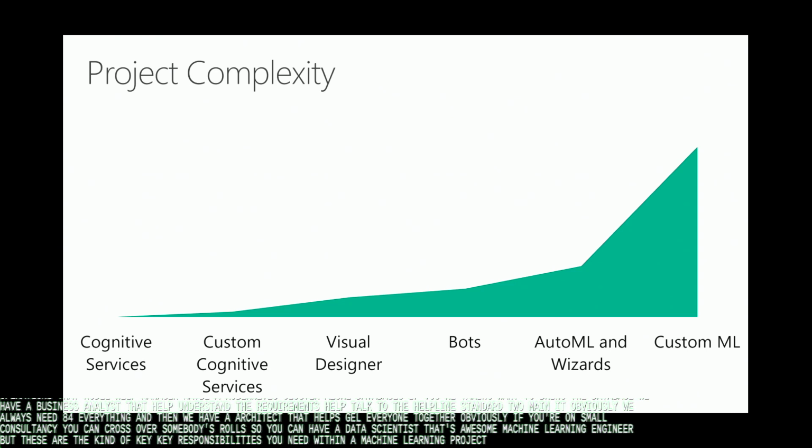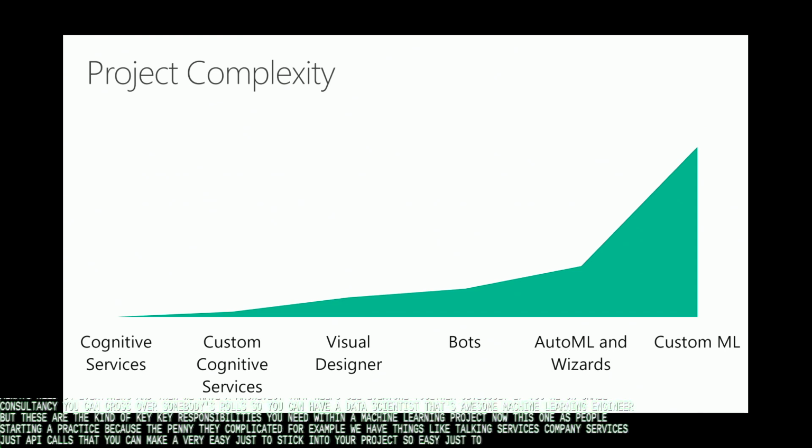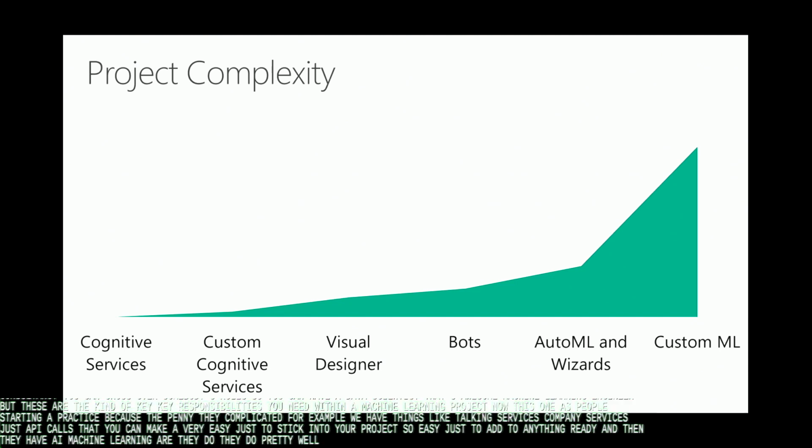Now, this usually scares people when they're starting a practice, because depending on the problem, there can be a very thin line from being very easy to being very complicated. For example, in Azure, we have things like cognitive services. Cognitive services are just API calls that you can make, very easy just to stick into your project, very easy just to add to anything, really, and then you have AI and machine learning there. They do pretty well, but there are some things that they can't do.